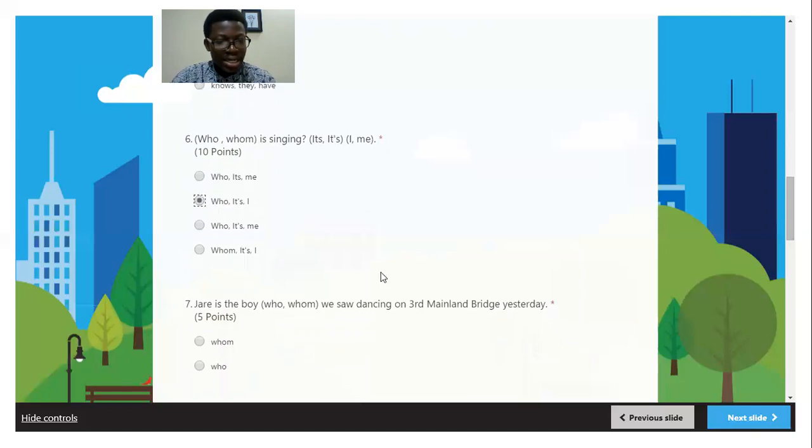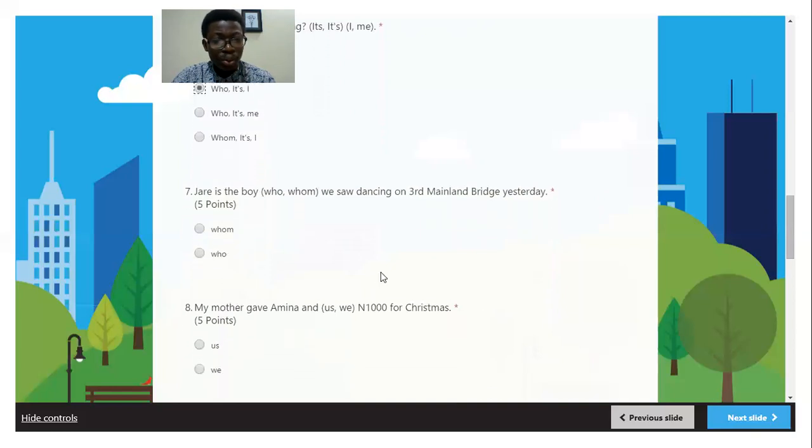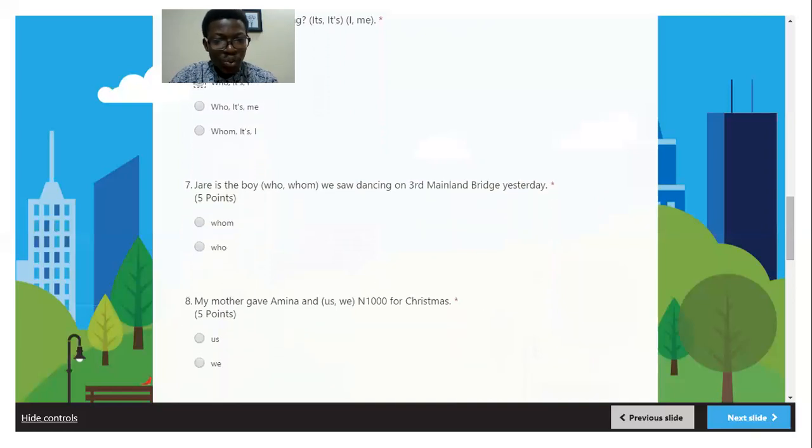All right. Then number 7. Jerry is the boy dash we saw dancing. Now, Jerry is the object of our sight. All right. So he is the boy whom we saw. We saw, the saw here is the verb. So we saw someone dancing. So that means this person is the object of our sight. It's the boy whom we saw dancing.